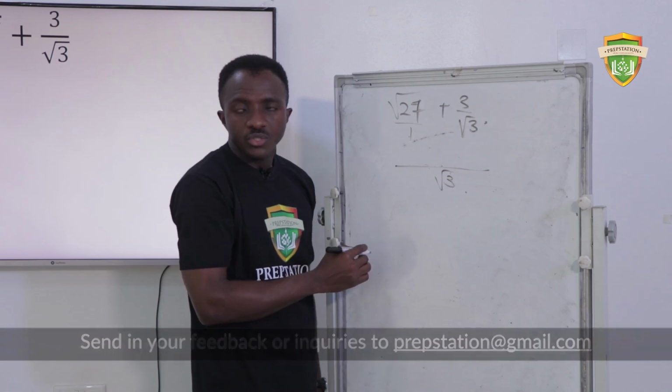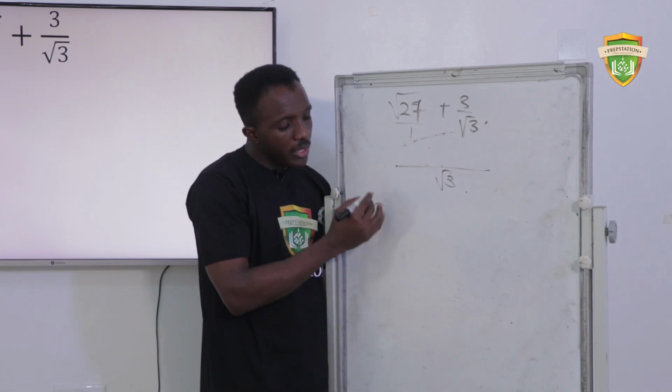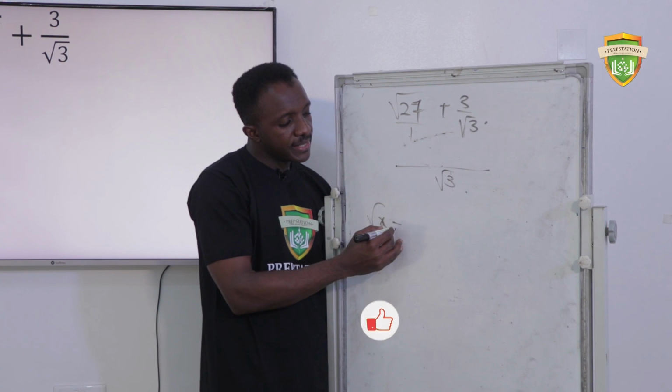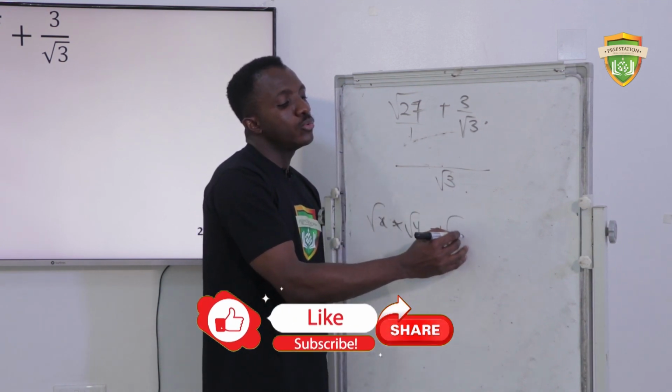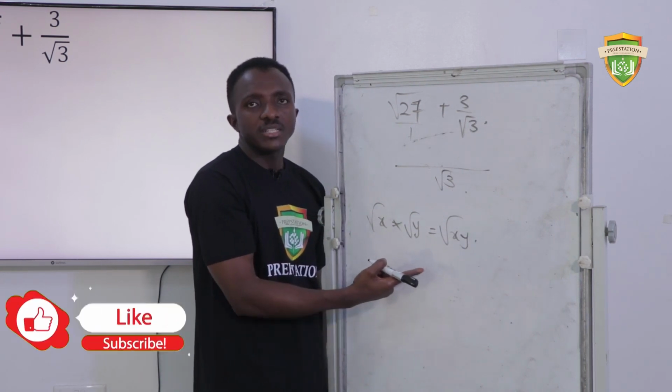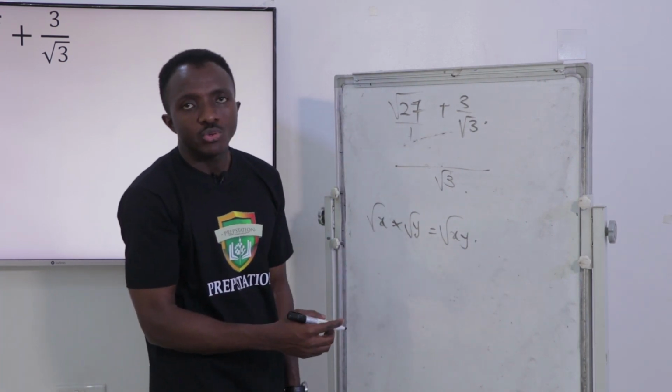Now let me give you one law of surds. Look at this. Root x times root y is root xy. Take a look at that. That's a law of surds. Root x times root y is root xy.